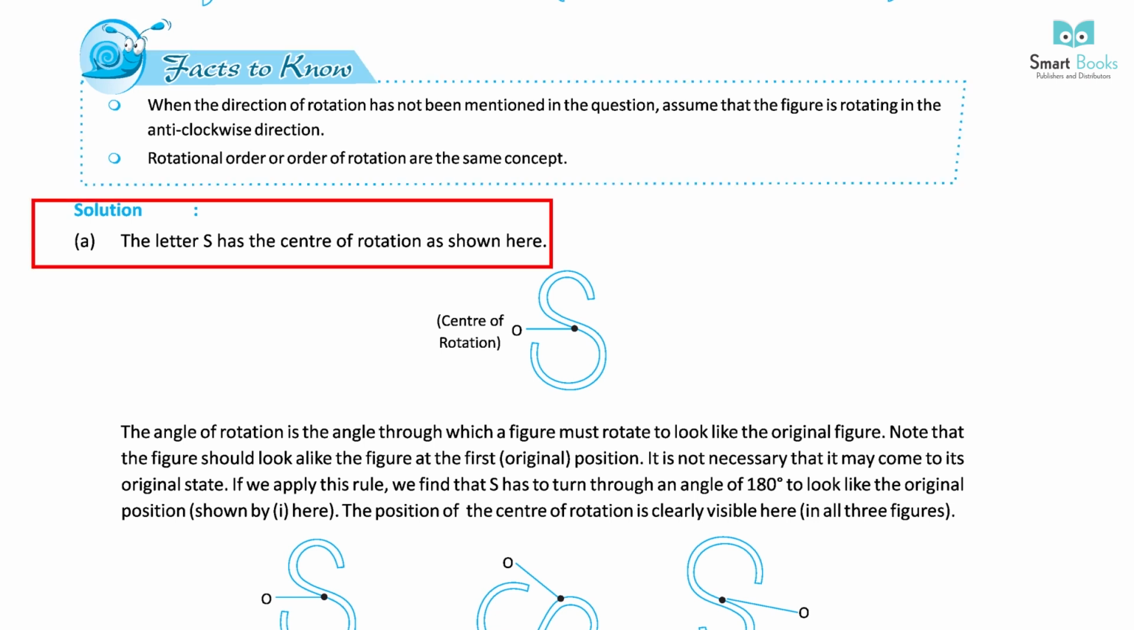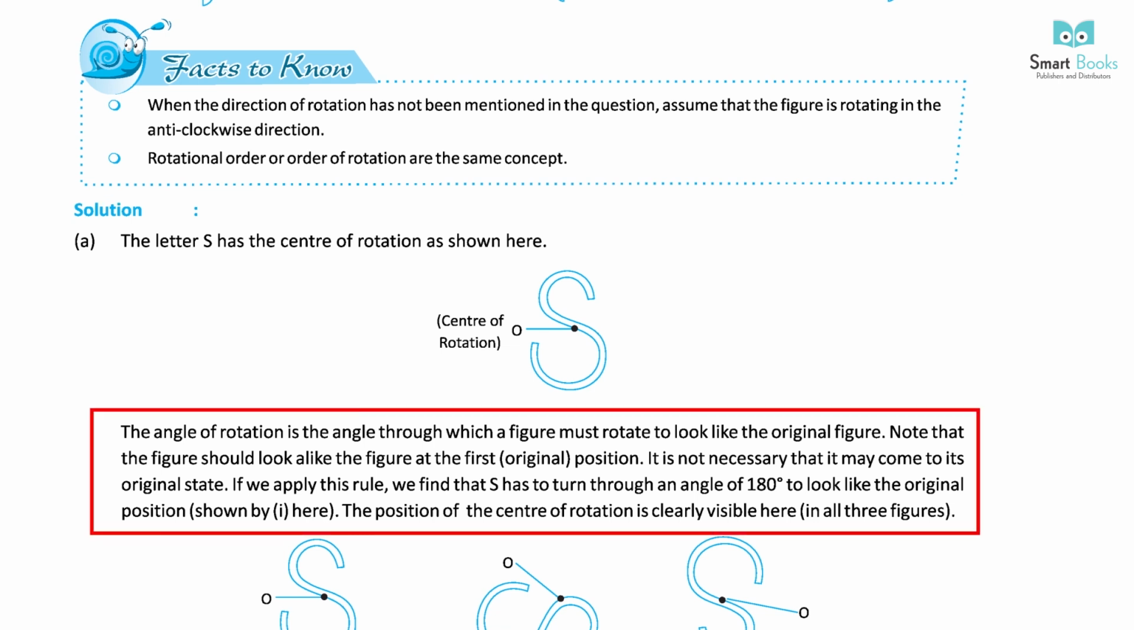Solution. A. The letter has the center of rotation as shown here. The angle of rotation is the angle through which a figure must rotate to look like the original figure. Note that the figure should look like the figure at the first original position. It is not necessary that it may come to its original state. If we apply this rule, we find that S has to turn through an angle of 180 degrees to look like the original position shown by first here. The position of the center of rotation is clearly visible here in all three figures.